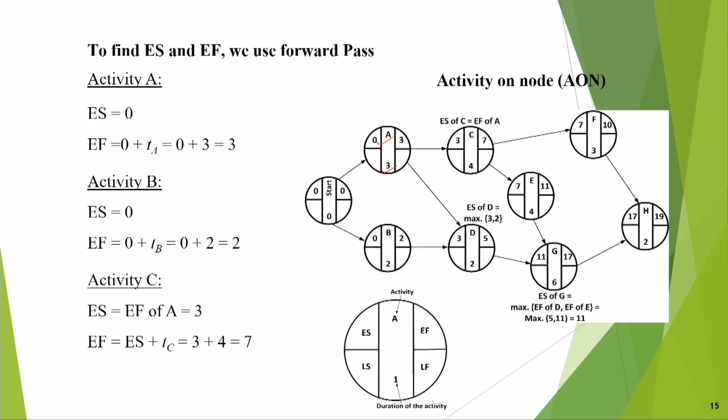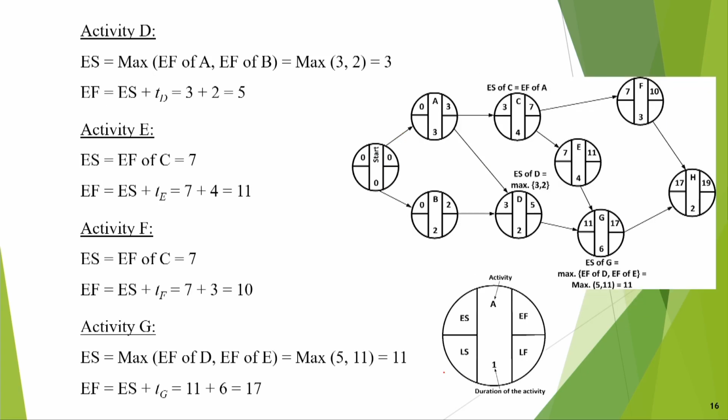Somehow Taha's book has used only the activity on arrow style and I also like that approach. So, you can follow that, but the activity on node approach is also shown here. This is the activity, this is the duration of the activity. In the forward pass, you will fill up ES and EF. In the backward pass, you will fill up LS and LF. Okay. So, you are doing that for activity D, activity F and this one.